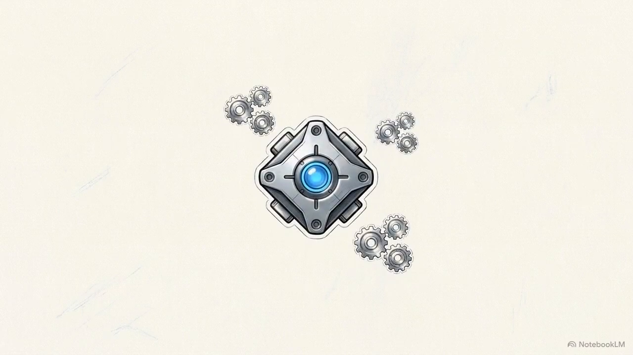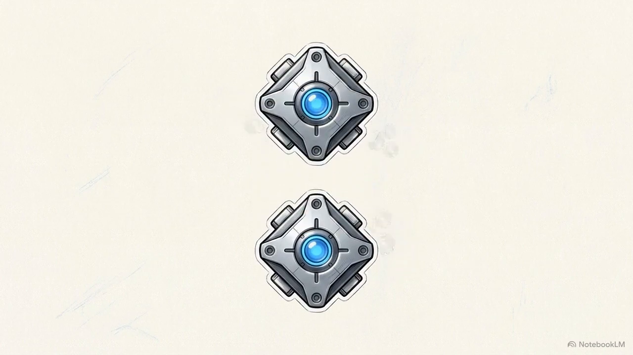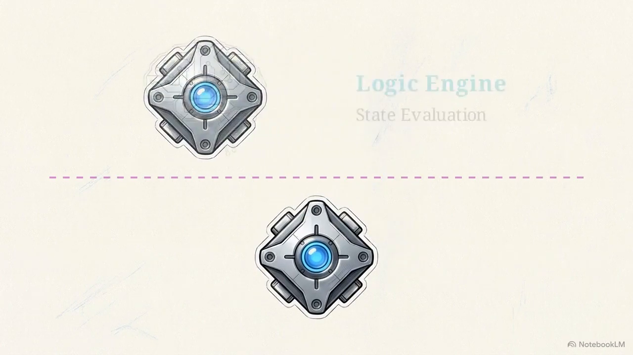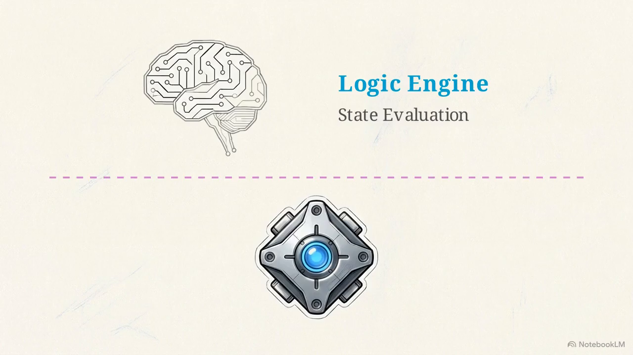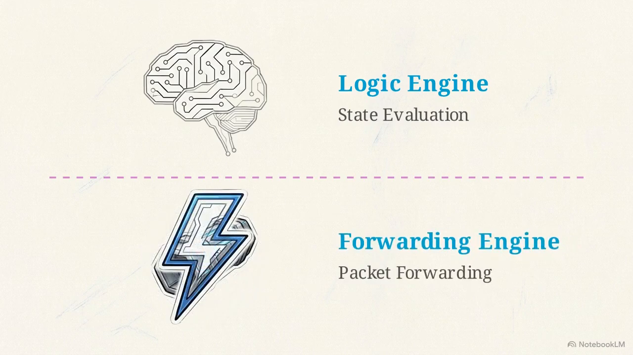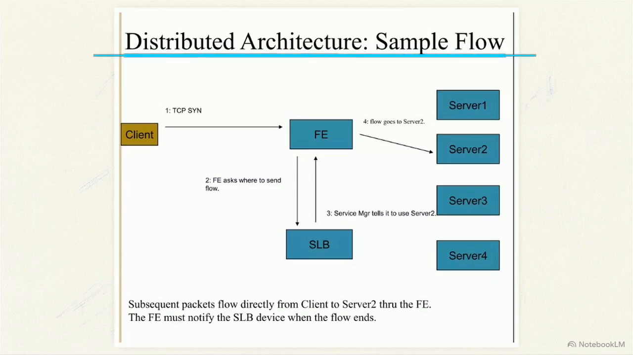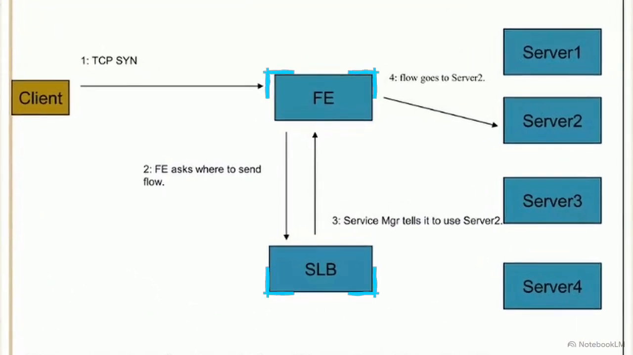Engineering around this telemetry bottleneck requires a structural shift. The solution is physical decoupling, separating the heavy logic state evaluation from the sheer speed of packet forwarding. This diagram maps a distributed server load balancing architecture. The process is split between two distinct components: the forwarding engine, labeled FE, and the SLB logic engine below it.